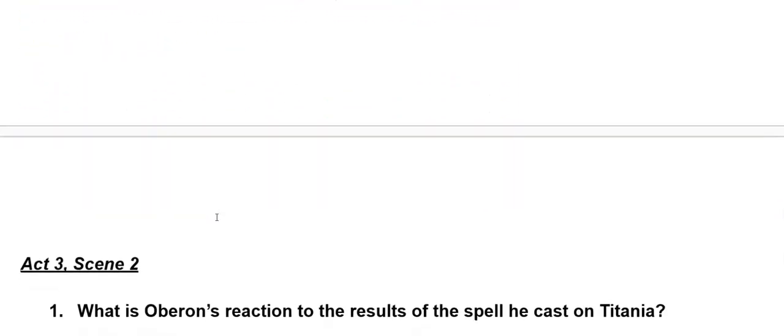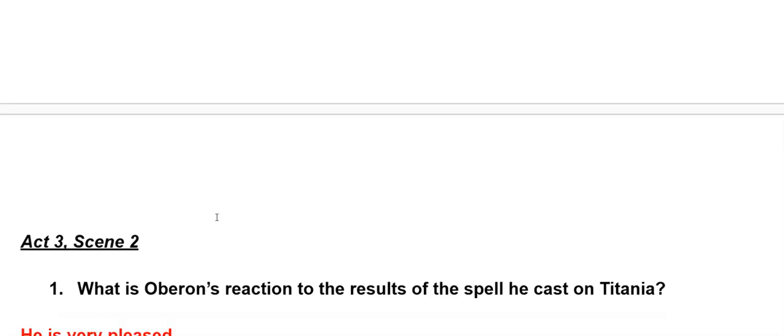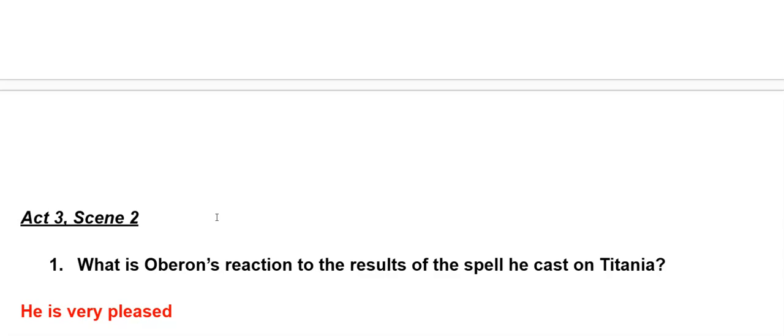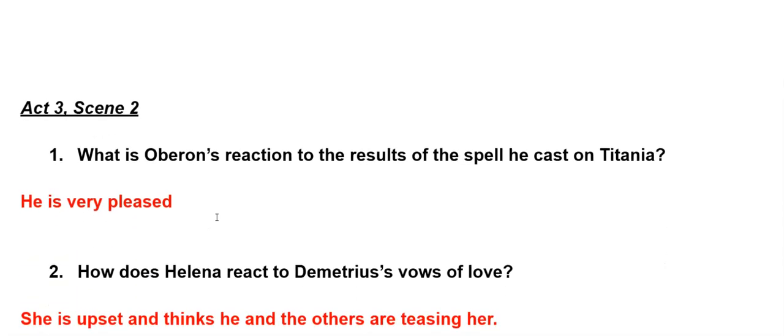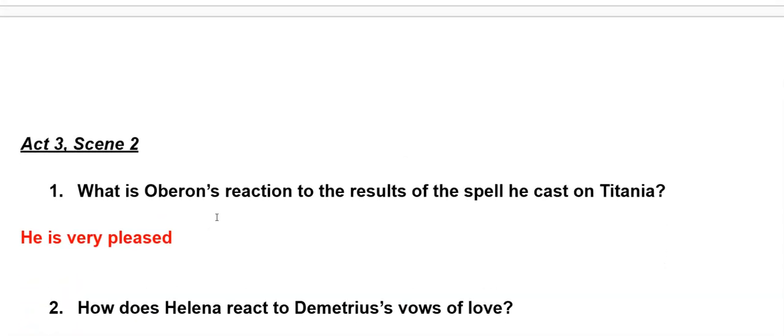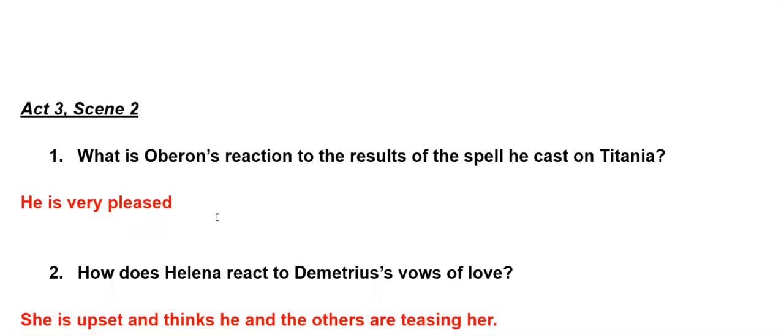Act 3, Scene 2. What is Oberon's reaction to the results of the spell he cast on Titania? He's very happy. Remember, Oberon's plan all along was to make Titania fall in love with something absolutely ridiculous, and he was not going to break the spell until she agreed to give him the child. And so when he realizes that Titania has fallen in love with Bottom, who has the head of a donkey, he is very happy.